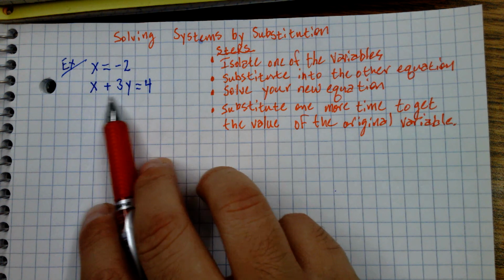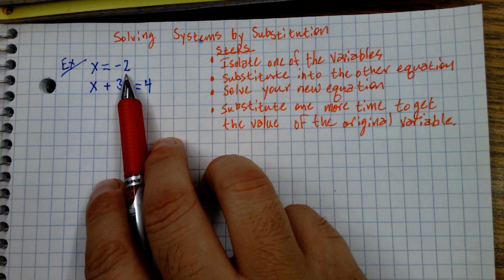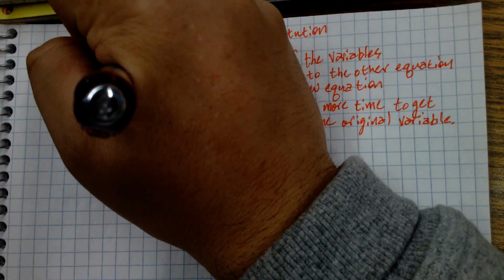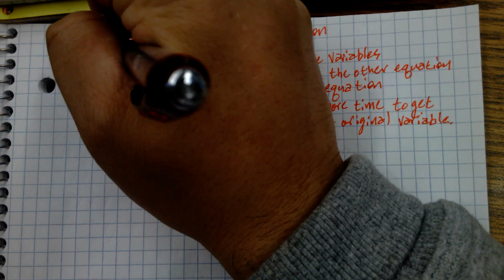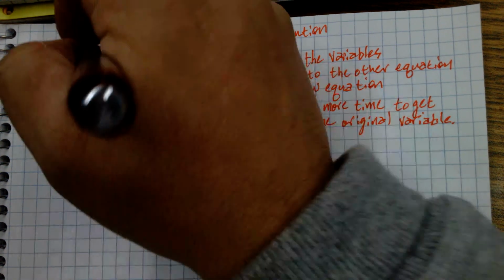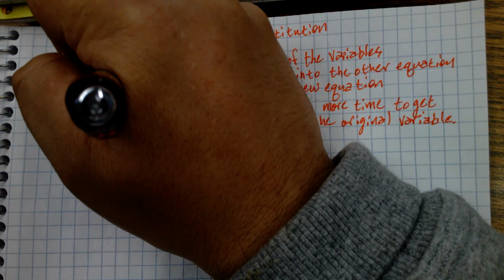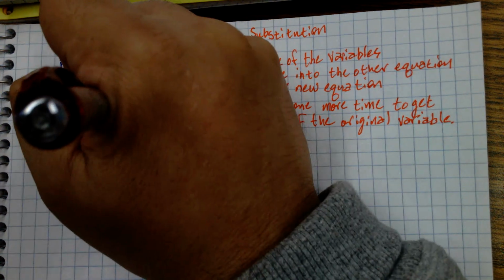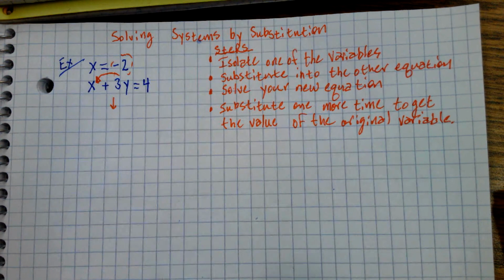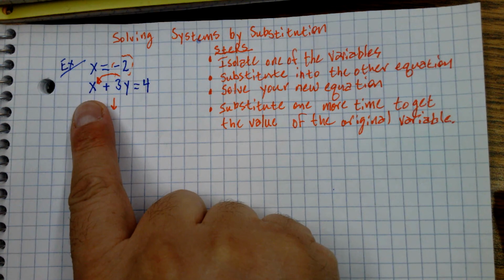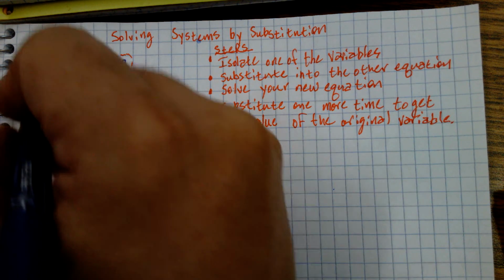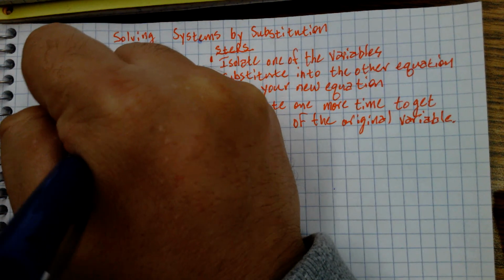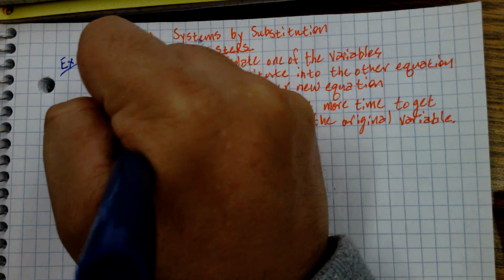So I'm going to take this one that's already isolated, and take what x equals. X equals -2. One thing I'm allowed to do is take that -2 and substitute it in for x in the second equation. I'm going to rewrite this equation below, but I'm not going to have x anymore. I'm going to have negative 2 in its place. So it's going to be negative 2 plus 3y equals 4.